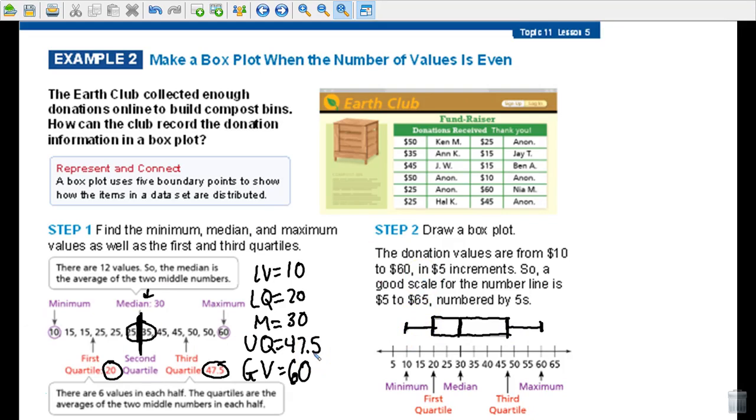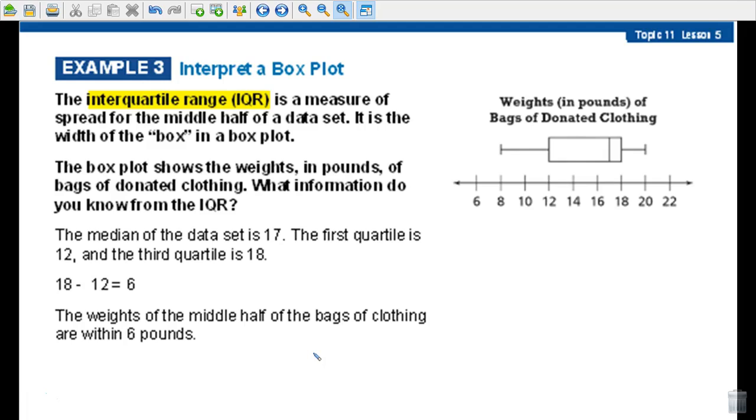Okay, so let's move on. There's no try it for example 2. So let's look at example 3. Interpret a box plot. The interquartile range, or IQR, is a measure of spread for the middle half of a data set. It is the width of the box, in quotations, in a box plot. The box plot shows the weights in pounds of bags of donated clothing. What information do you know from the IQR?